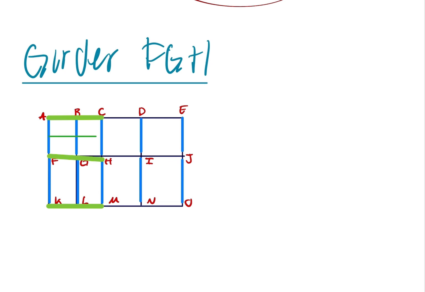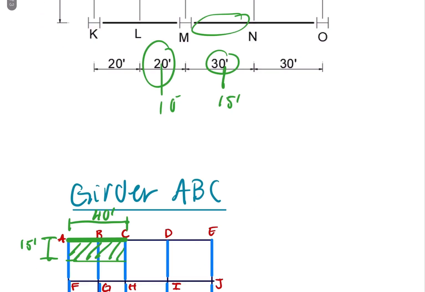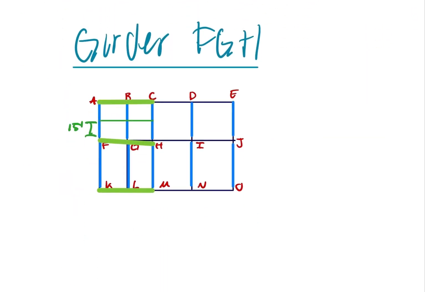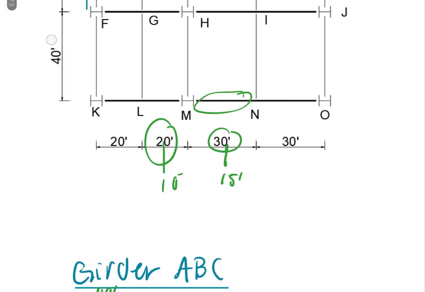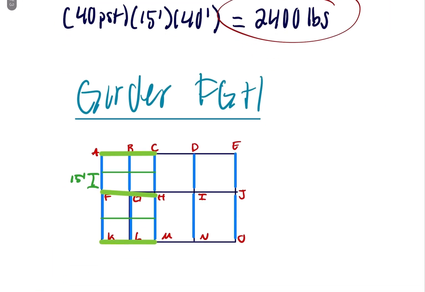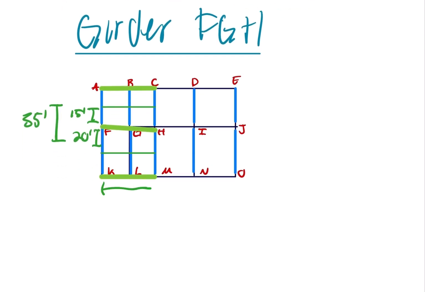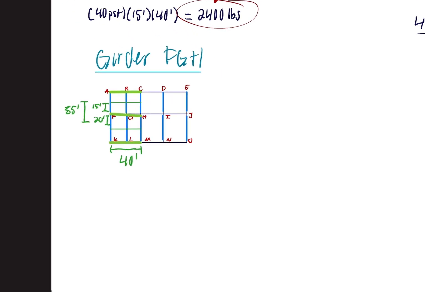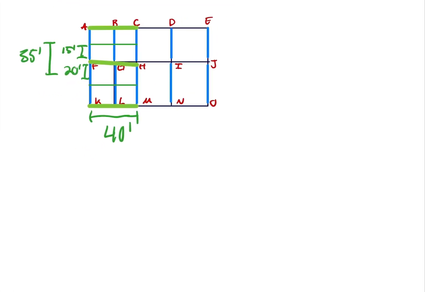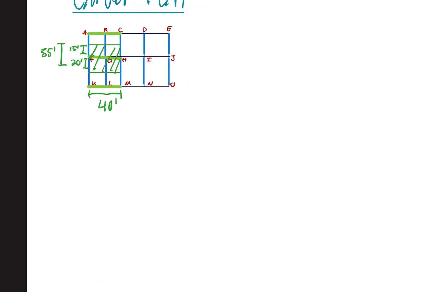So it will take half from here, which we know this length to be 15 feet, and this length will be 20 feet, just half of 40. This length will be 20 feet, so then this length will be 35 feet, and we know this length to be 40 feet. So this will be the tributary area of girder FGH.